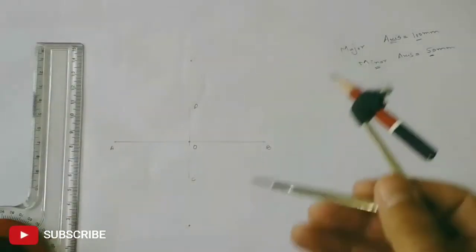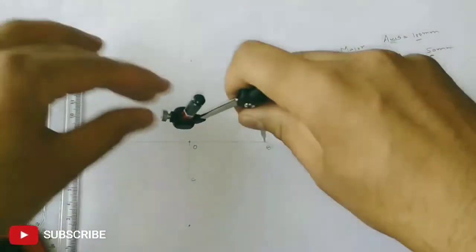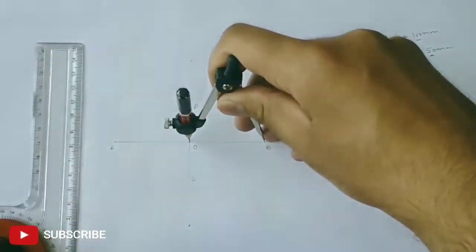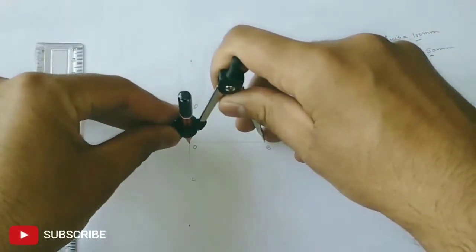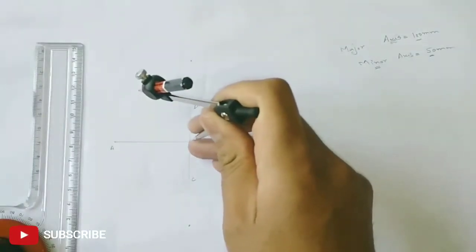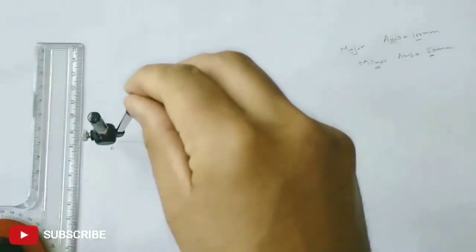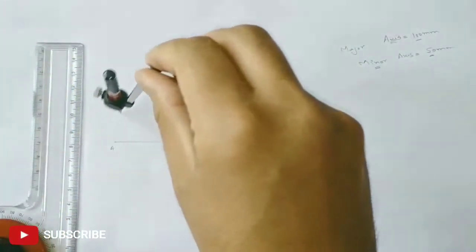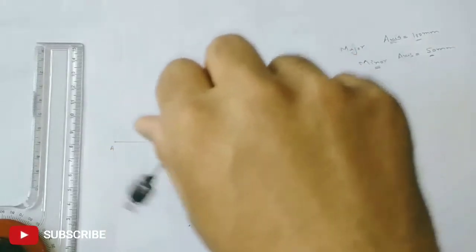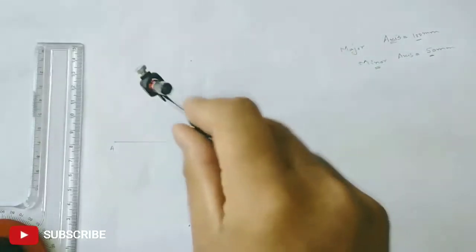Next, you need to open this compass equal to OB. Here it is, equal to length OB. Place it at point O and draw a dim circle. So this is my dim circle.